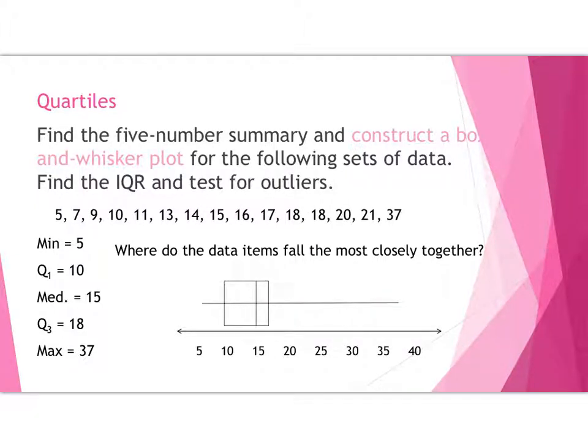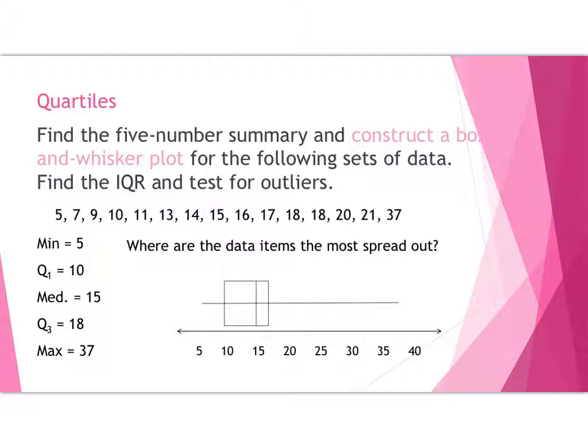So where do the data items fall the most closely together? That would be in the region that takes up the less room. So 1, 2, 3, that would be quartile 3. Where is it most spread out? That would be this big old long whisker. So that's quartile 4.